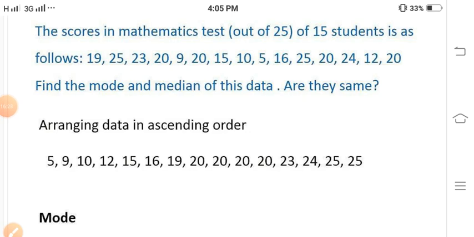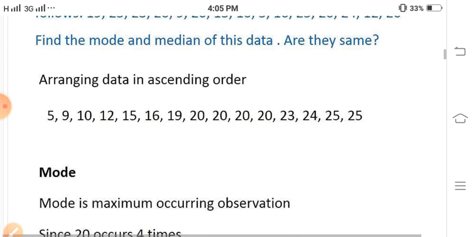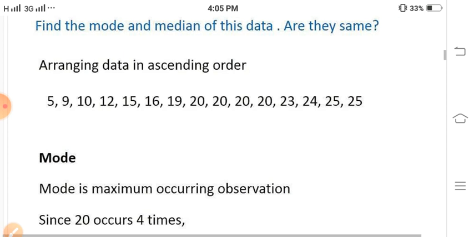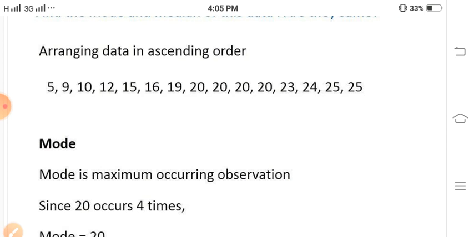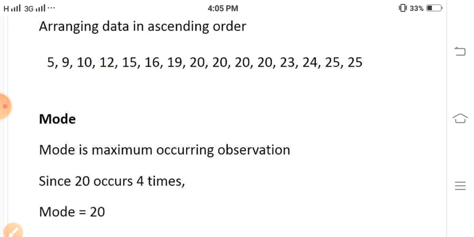Here I have arranged the given data in the ascending order. Ascending order means from smallest to the largest value. So from here you can see that 20 has occurred for the maximum number of times. 20 has occurred 4 times. So the mode in this case is 20.